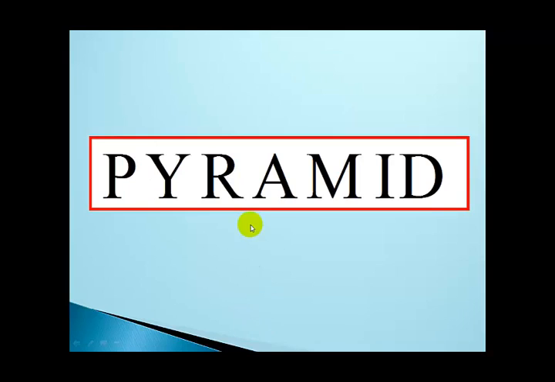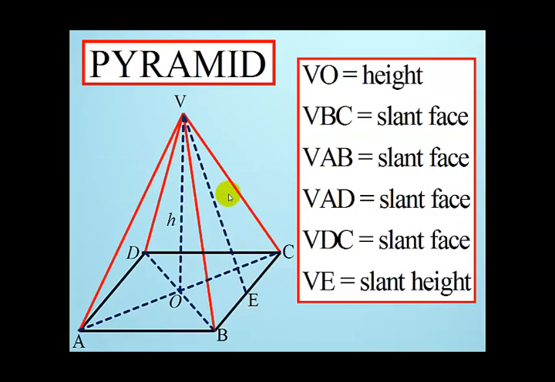Now let's consider the pyramid. This is a pyramid as shown. VO is the height of the pyramid. VBC is a slant face.